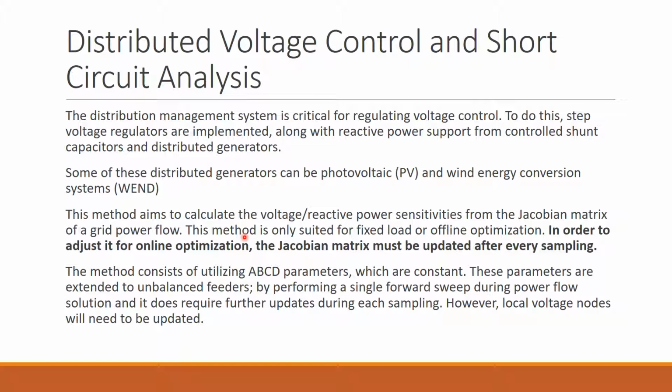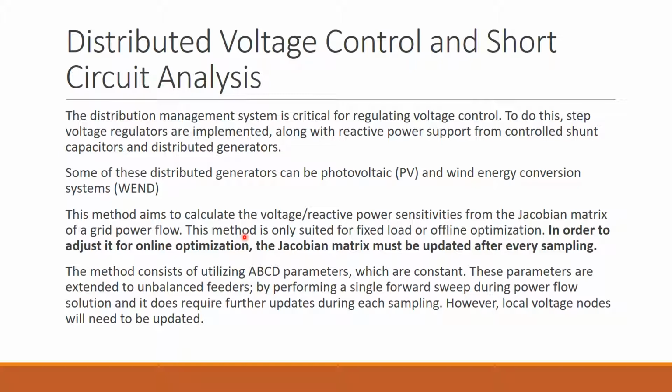The method consists of utilizing A, B, C, D parameters, which are constant. And this is really important to mention because by saying that they're constant, unlike the Jacobian, which requires an inverse of the Jacobian every time that you update the voltages and the angles, these values are actually fixed. So once you have your system set up, your ABCD matrix, you can continue utilizing it not only for one specific fault current, but actually for different ones. For example, three-phase fault current, line-to-line fault current, double line to ground fault current, and single line to ground fault current.